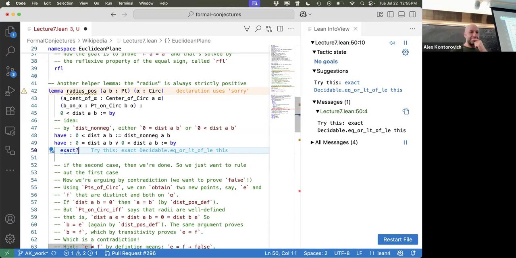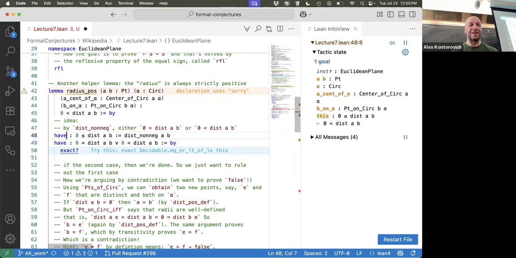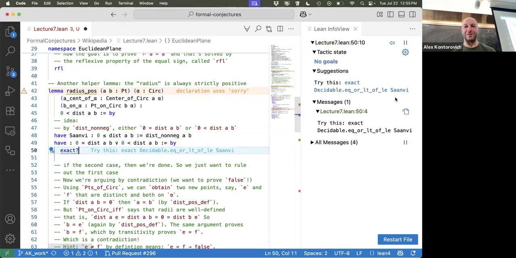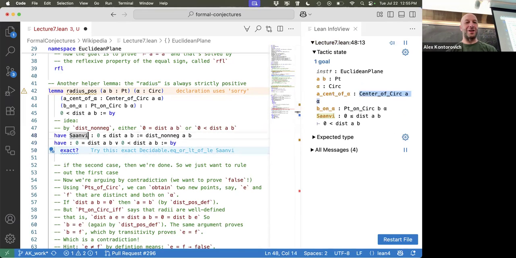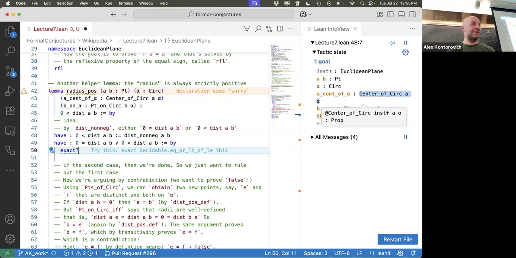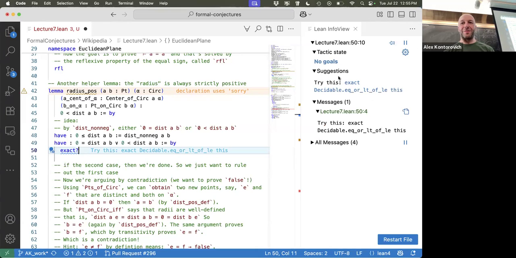Since we didn't give it a name, it's just saying this. We didn't give the previous thing a name. We could call this Sanvi, and then it would say you close it with Sanvi. Oh, okay. It's this statement that it's referring to. Okay, so that's why it's suggesting this. We didn't name it, so it's saying this. But it found the name of the theorem for us.